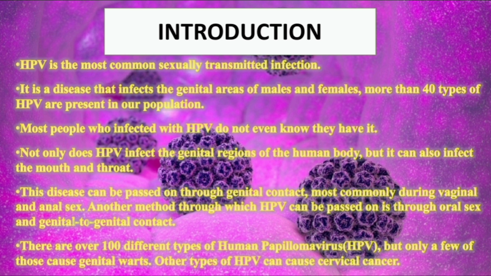Not only does HPV infect the genital regions of the human body, but it can also infect the mouth and throat. This disease can be passed through genital contact, most commonly during vaginal and anal sex. Another method through which HPV can be passed is oral sex and genital to genital contact. There are over 100 different types of human papillomavirus, but only a few of those cause genital warts. Other types of HPV can cause cervical cancer.